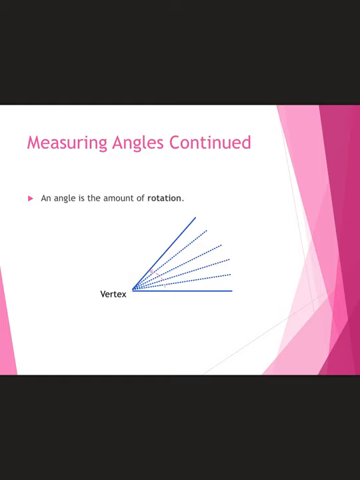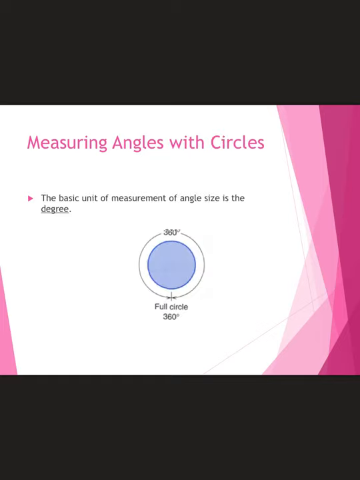An angle is the amount of rotation. So you can see here that if we have this side and we move up, that is a rotation, and that's what's giving us this angle measure. The basic unit of measure of angle size is a degree, and that is because we think about it as a full circle, and a full circle is 360 degrees. So we are going to be looking at the measures of angles in terms of degrees.